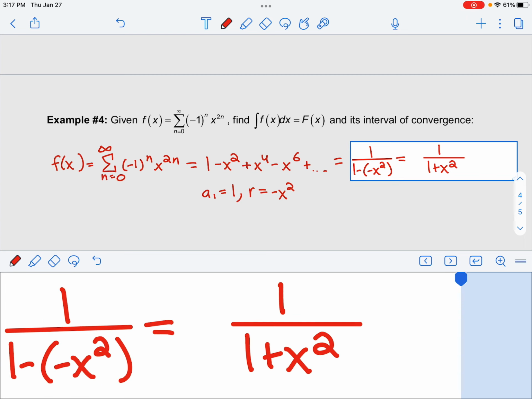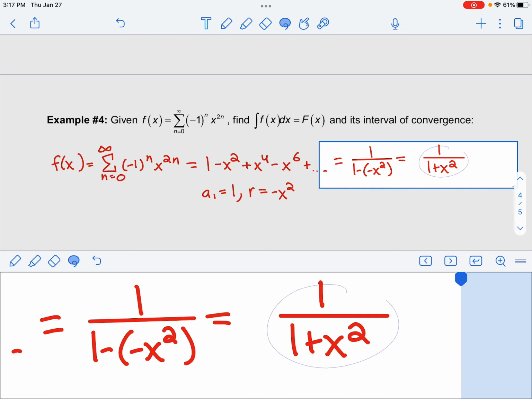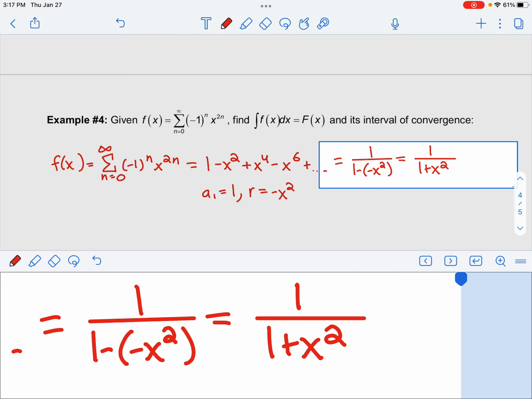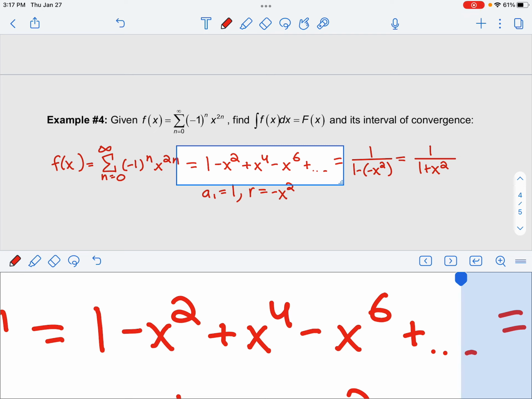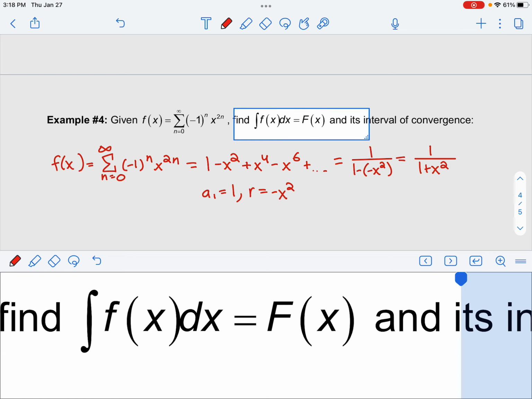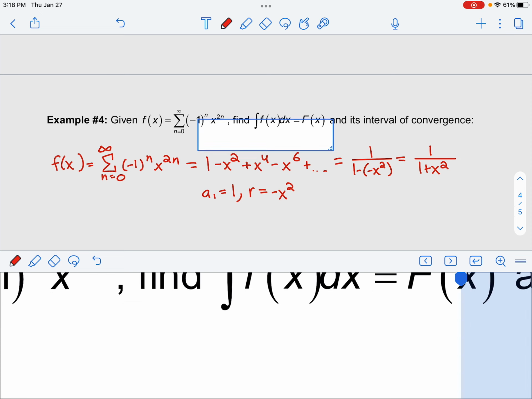Okay, so this is what little f of x is. It is 1 over 1 plus x squared, based on taking this geometric series and using our sum formula. But here's the thing, we don't really want to know what little f of x is, we want to know what big f of x is. So what if I were to take the integral?